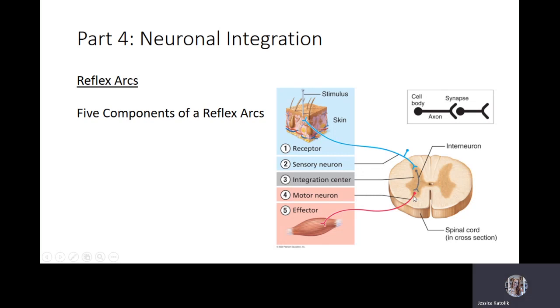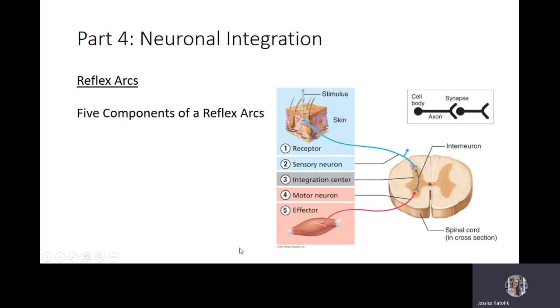Over here, now, we have a motor neuron. A motor neuron is going to take information from the integration center, and it's going to carry that information to the effector organ and stimulate the effector organ to change its behavior.